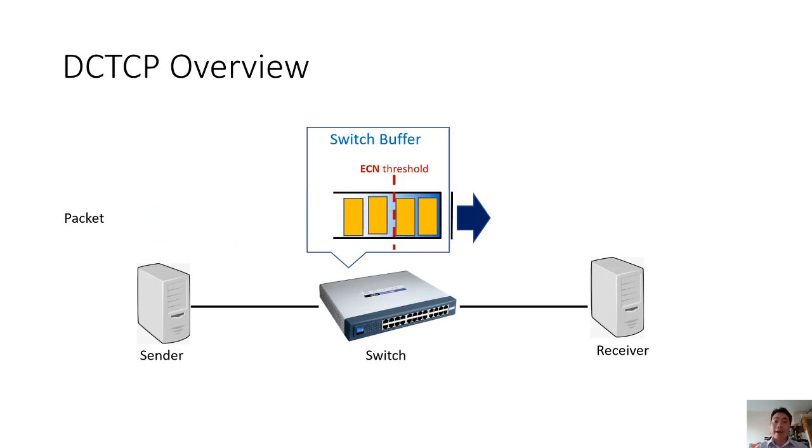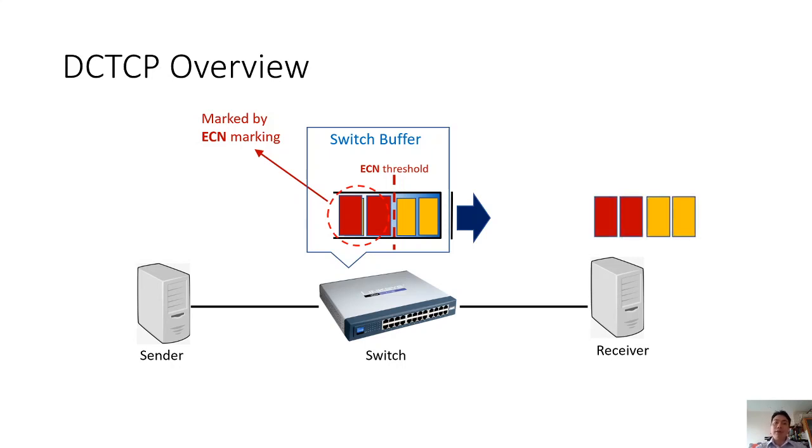We have 4 packets that arrive at the switch buffer. As you can see, the queue length inside the switch buffer has exceeded the ECN threshold. So what the switch does is, you can see that there are 2 packets above the ECN threshold. These 2 packets will be marked with ECN marking by the switch. Then the switch will forward these 4 packets to the receiver.